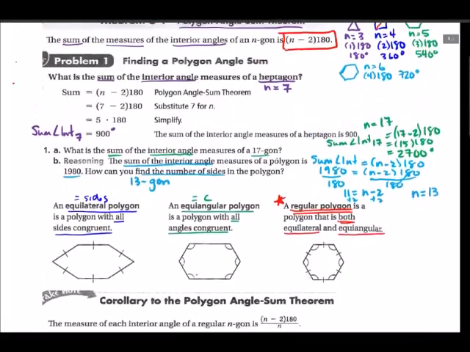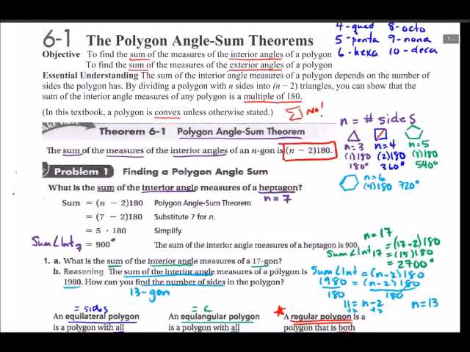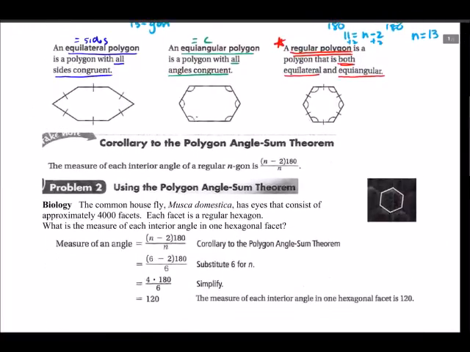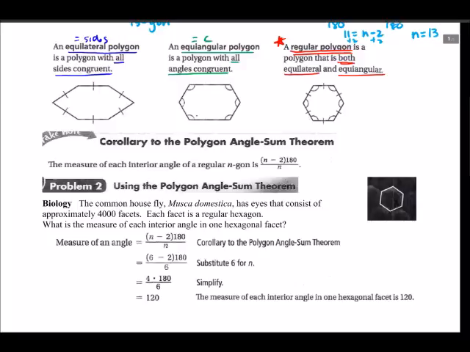Now let's go back up for a minute. Our polygon angle sum theorem is true for all polygons. Doesn't matter if you're equilateral, equiangular, regular. Some of these things that we're going to learn are true only for regular polygons. And that's our next theorem here, the corollary to the polygon angle sum theorem. What does corollary mean? Corollary means an extension or a special case, and in this special case is a regular polygon only.